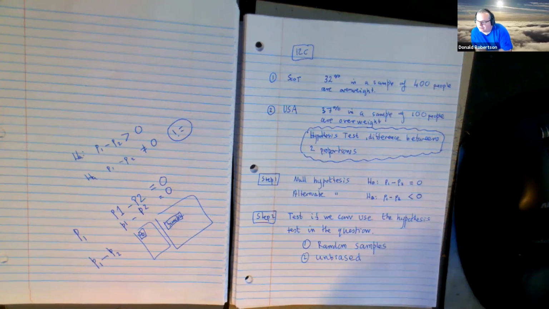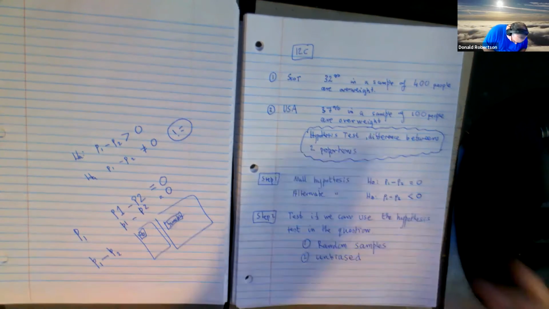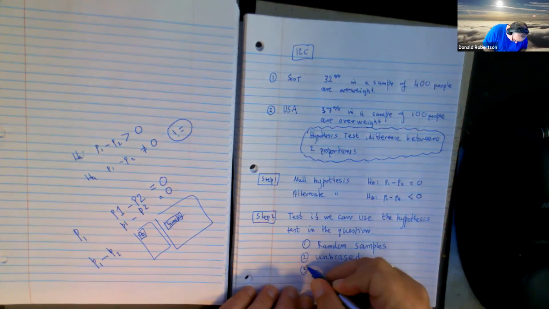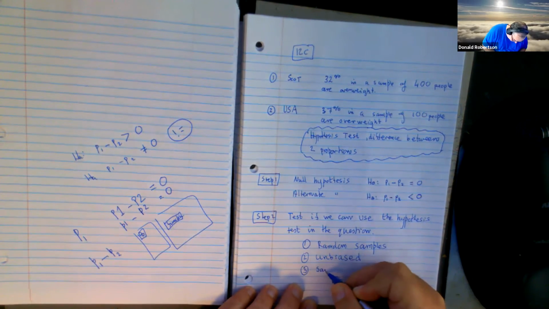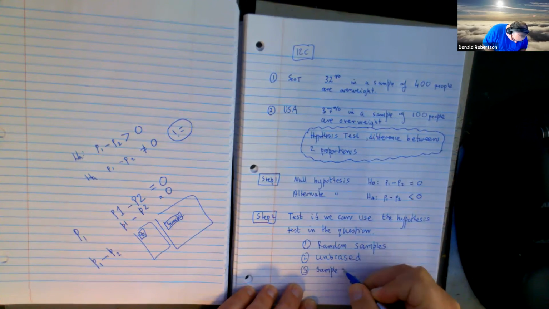So you can have bias in the person that's asking, you can have bias in the way you ask it, you can have all sorts of ways of biasing it. In fact, there's a whole chapter about it, wasn't there? About all the things you can do to screw up your data. So, third one is the size of your sample.